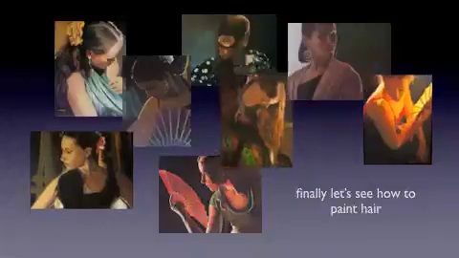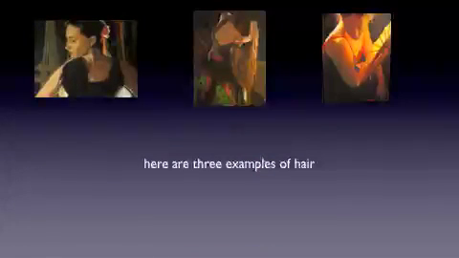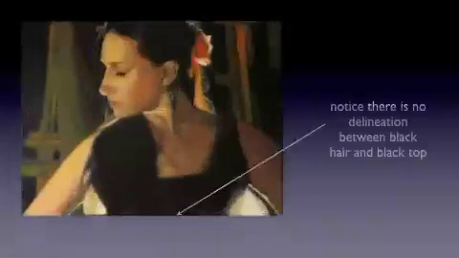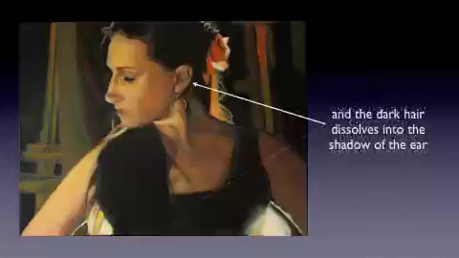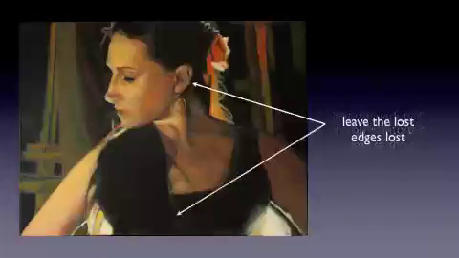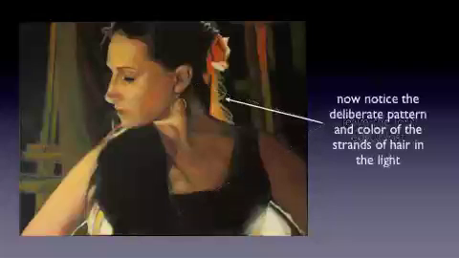Finally, let's see how to paint hair. Here are 3 examples of hair. Notice there's no delineation between black hair and black top. And the dark hair dissolves into the shadow of the ear. So you have to leave the lost edges lost. This applies to the rest of the painting as well.